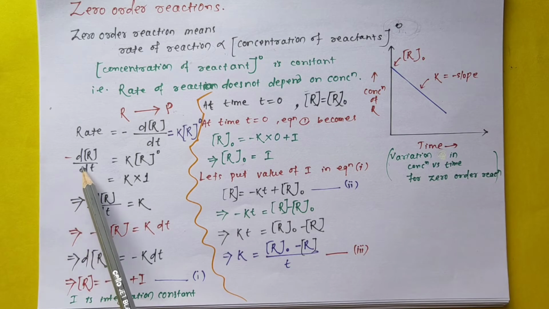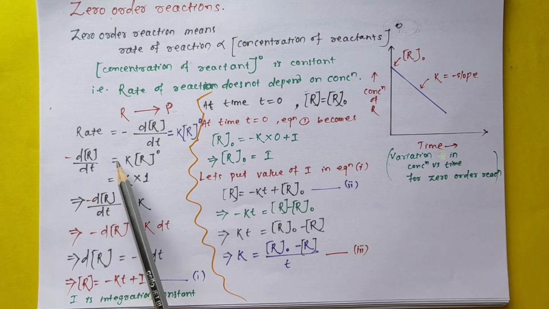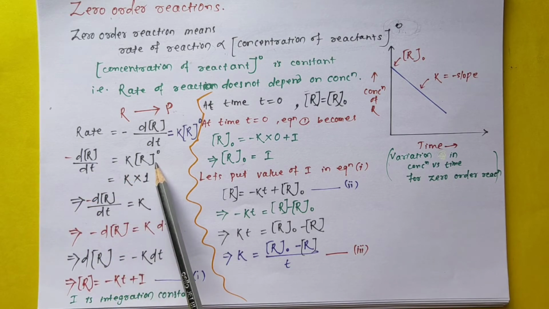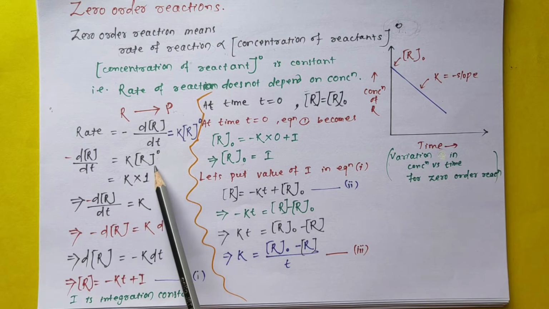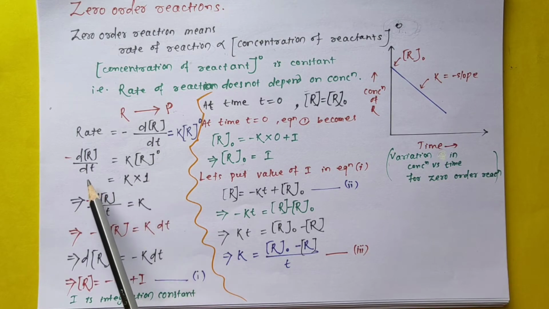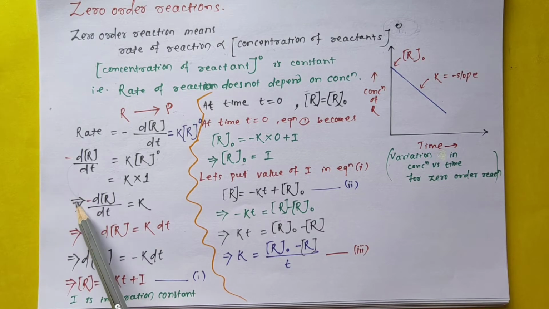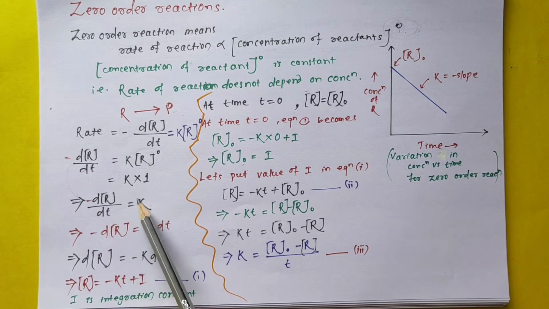So you see here minus d[R] by dt is equal to how much? K concentration of R to the power 0. Concentration of R to the power 0 becomes 1 because anything to the power 0 is equal to 1. So it becomes K into 1. That means, next step, minus d[R] by dt is equal to K. If we cross multiply, dt will be multiplied here. So that becomes minus d concentration of R is equal to K dt.